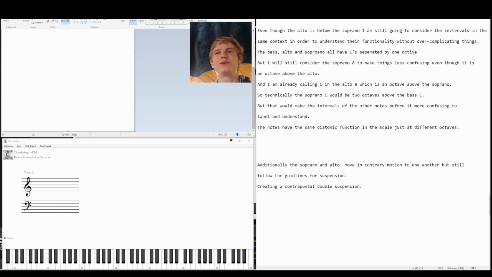So just to talk about that a little more. I'm already calling C in the alto 8, which is an octave above the soprano, okay? So technically, the soprano C would be 2 octaves above this bass C. But that would make the intervals of the other notes that we're using before all of this a lot more confusing to label and understand. The notes have the same diatonic function in the scale, they're just different octaves. Additionally, the soprano and the alto move in contrary motion to each other but still follow the guidelines for suspension. This creates a contrapuntal double suspension.